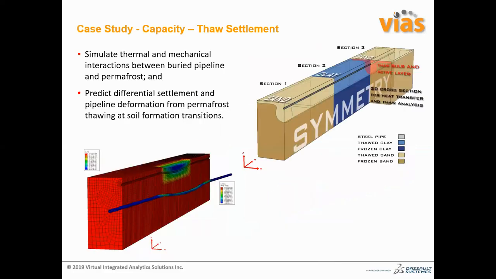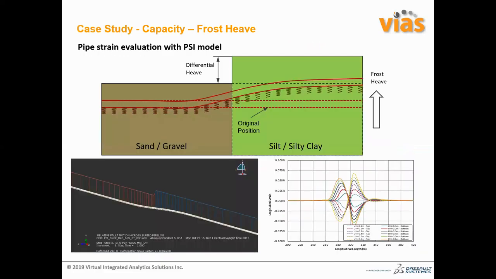This is for thaw settlement simulation. There was a thermal-mechanical interaction between the buried pipeline and the permafrost. We have done those analyses, looking at when the thawing happens, how it puts load on the pipeline and how it behaves. So if you're in a cold temperature region, it will be something you might want to look into. This was for a frost heave problem again, and here you can see we have used springs for the interaction between the pipe and soil.